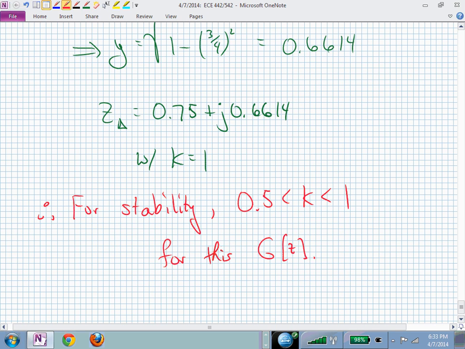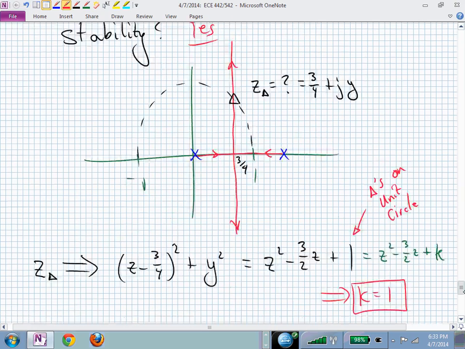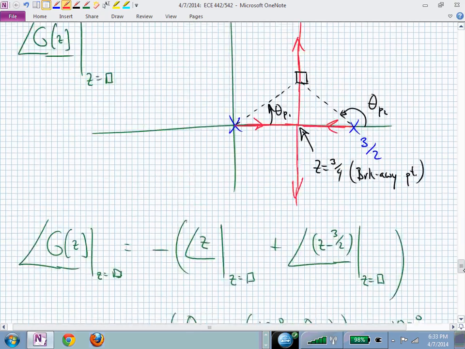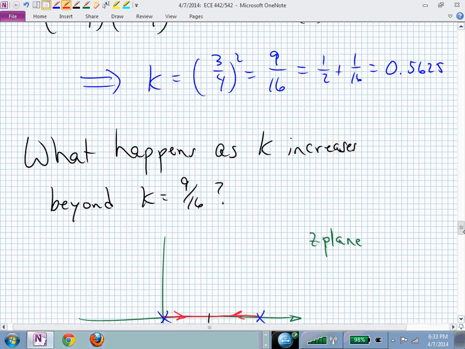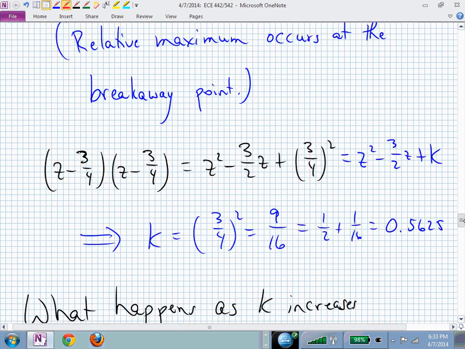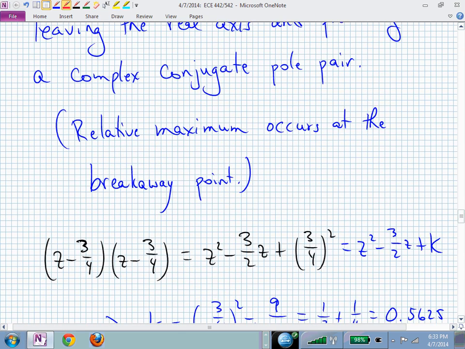Yes? So the question was, I thought we just found a maximum k. And you're correct, we did find a maximum k, but that was a relative maximum to try to find where on the real line do these points break away. And this is not really a maximum value of k. K goes off to infinity, but the maximum value of k to maintain stability, to stay inside the unit circle, is 1.